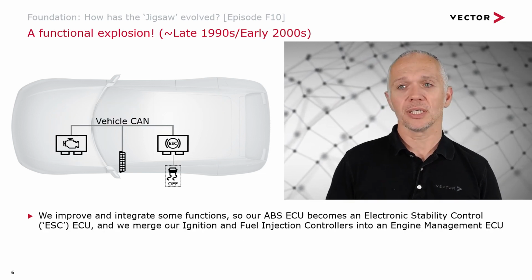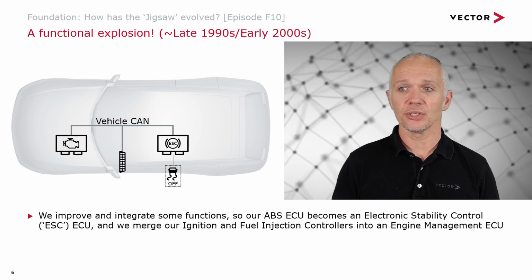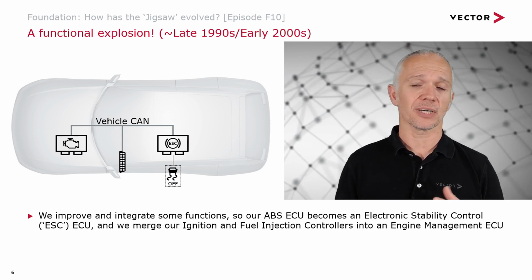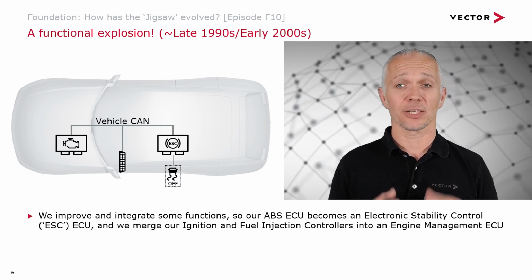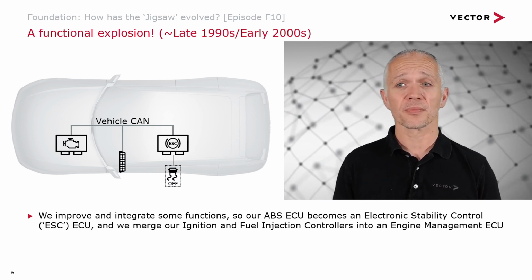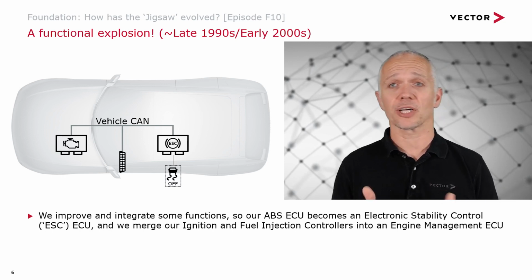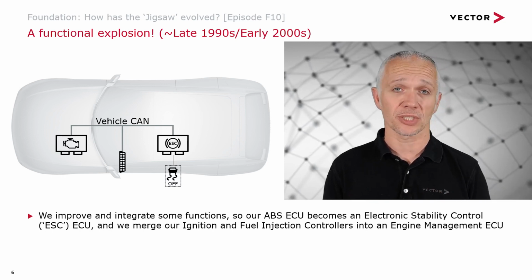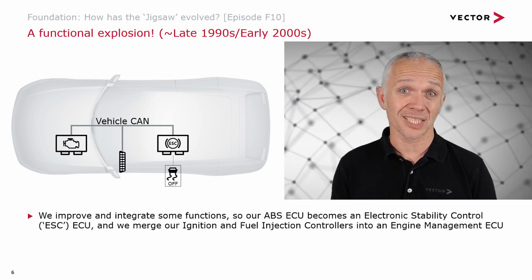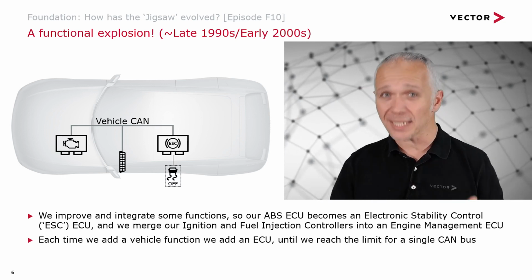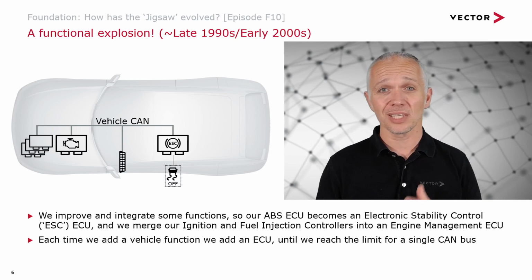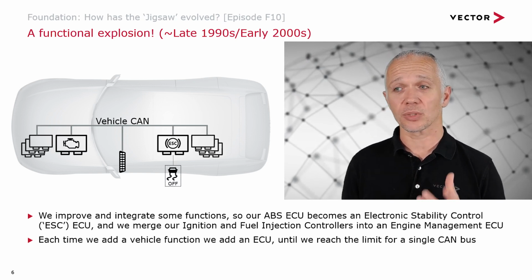We keep on introducing ECUs and we improve and integrate some functions. So our ABS ECU becomes an electronic stability control ECU. And we merge our ignition and fuel injection controllers into an engine management system controller or an engine management ECU. And each time we add a vehicle function, we're adding an ECU until we reach the limit of what we can connect to a single CAN bus.